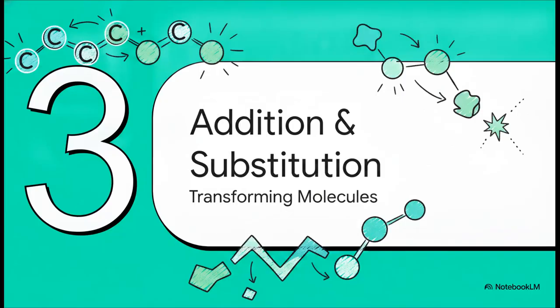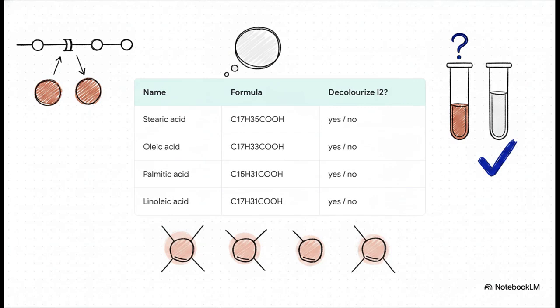All right, on to part 3, addition and substitution reactions. These next reactions are absolutely fascinating because they show us exactly how molecules physically transform. Let's start with addition reactions. Here, unsaturated compounds, remember, those are the ones with double bonds, react with a substance like tincture iodine. Those double bonds literally snap open to add the iodine atoms right into the structure. And when that happens, the reddish-brown color of the iodine completely vanishes.